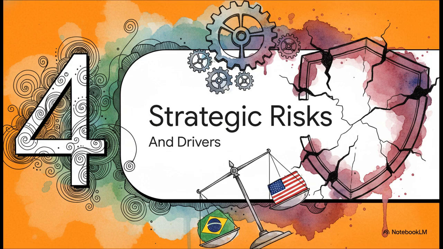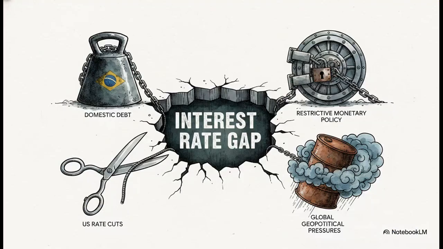Section 4. Strategic risks and drivers. So why is all that extra weight even there? What are the specific strategic forces and risks keeping this interest gap so unusually wide? Well, the research points to 4 key macro drivers. First, a domestic fiscal premium in Brazil. Essentially, investors are demanding higher returns because of uncertainties around public debt and inflation expectations.